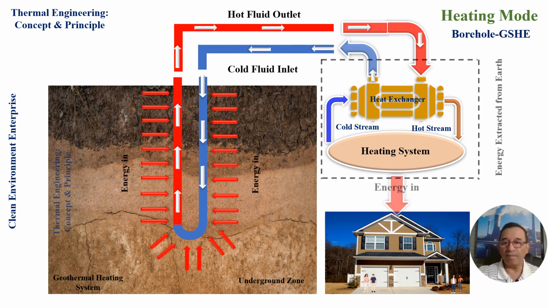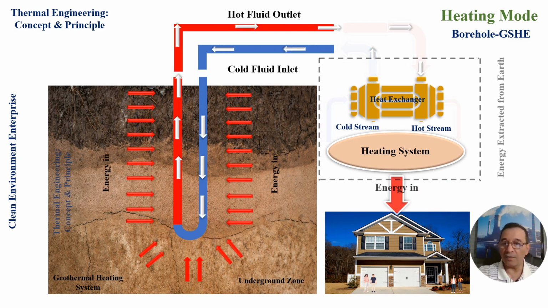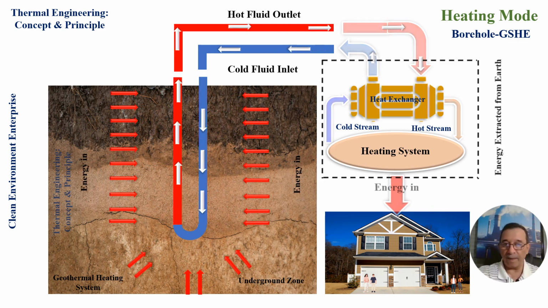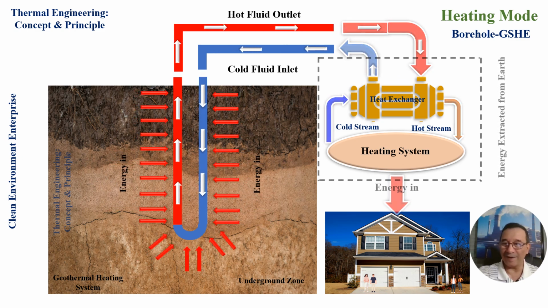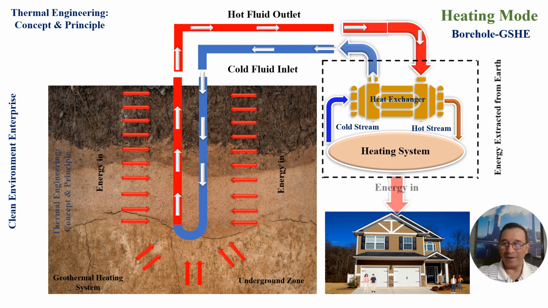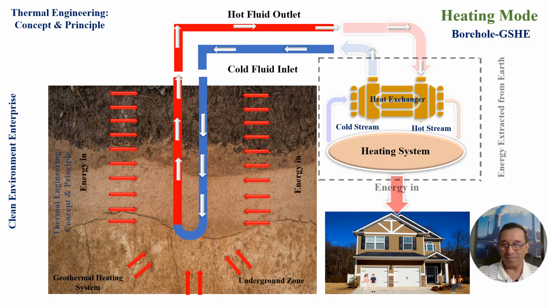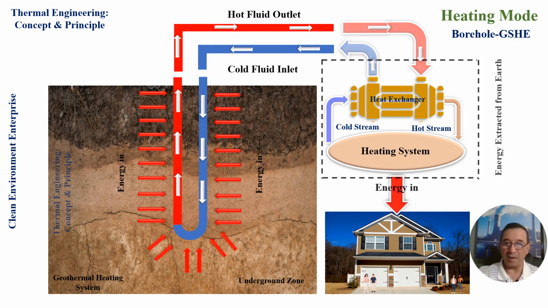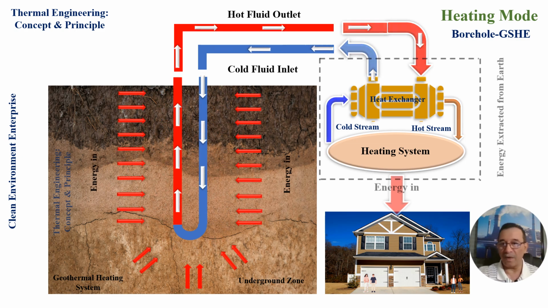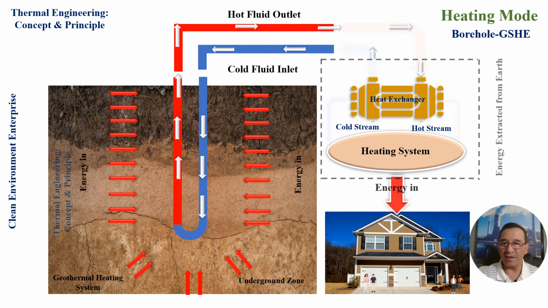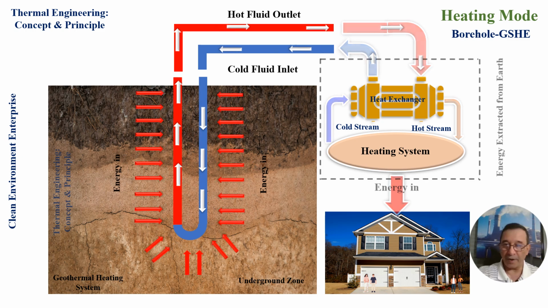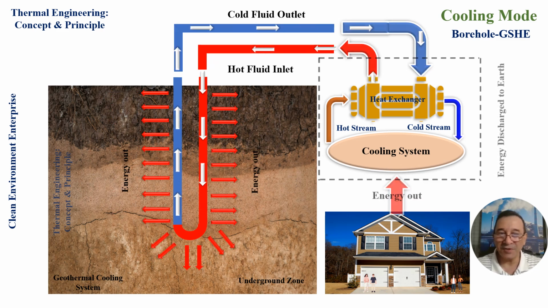In that way, we have extracted energy from the Earth and transferred it to, for example, domestic use in this example, then heat can be transferred from the ground to the utility. In this case, we have the utility as heating for a house or maybe a restaurant or other applications. So this is how the heating mode operates. And now let us have a look at the cooling mode of this type of heat pump.